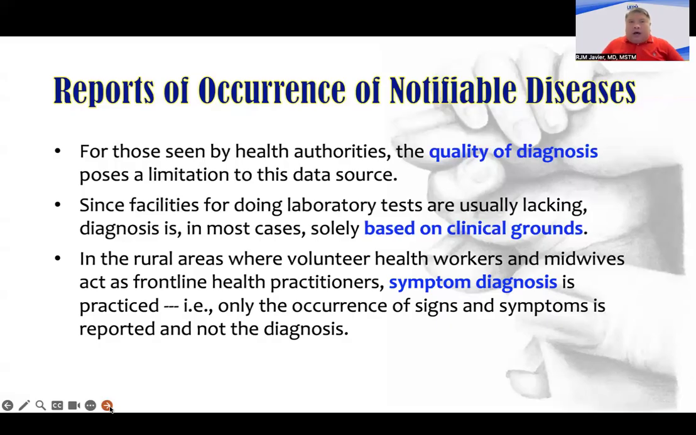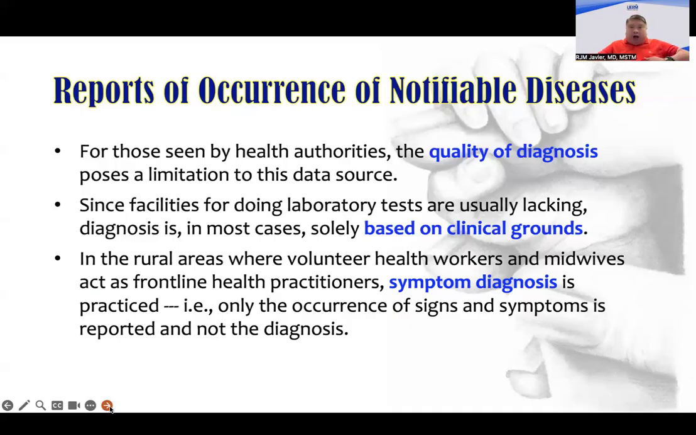empowered the rural health workers or the volunteer health workers to identify, let's say, pneumonia, no pneumonia, measles, no measles, basing it primarily on the occurrence of signs and symptoms. When I say symptom, I am referring to something that is subjective, meaning it is a personal complaint of the patient. If I say I'm having abdominal pain, that's a symptom.